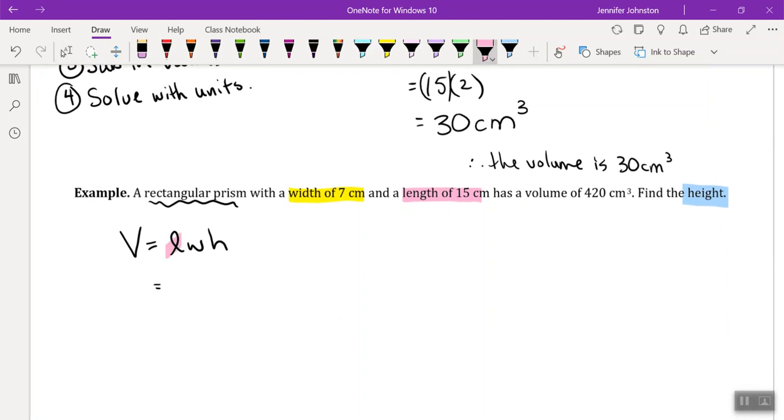Let's sub in these values now. Well, we do know what the length is. The length is L, which is 15. We do know what the width is. The width is W, which is 7. And we don't know what the height is, so we're just going to leave that as an H. Let's put these ones in brackets.